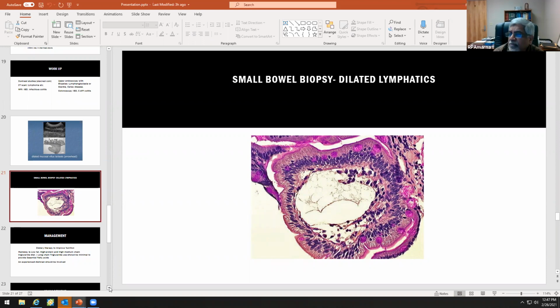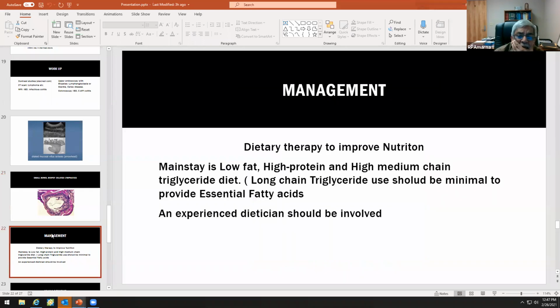So how are we going to manage these patients now? The main thing is dietary therapy, to improve nutrition. The diet should be low fat, high protein, high medium chain triglyceride. Long chain triglycerides you cannot completely eliminate because that's where most of the essential fatty acids are. So you do need to use some amount of long chain fat in your diet so you can get enough essential fatty acids without developing deficiency.